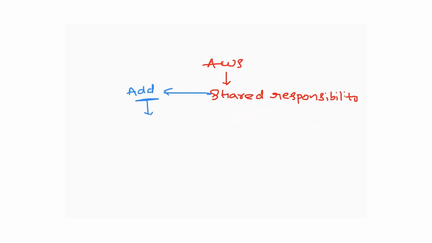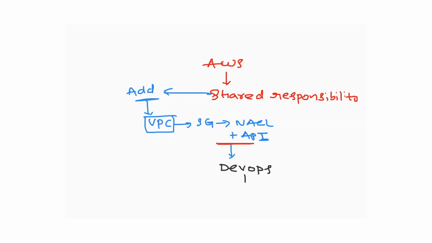Like, we will tell you that you can use VPC. We will tell you that, hey, you can add security groups, you can add NACLs, you can add API gateway, you can add a lot of security. But along with that, AWS is saying that along with the things that we are adding, we need help of DevOps engineers or AWS admins, whoever it is, right?